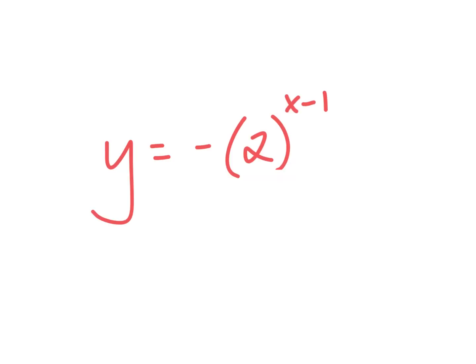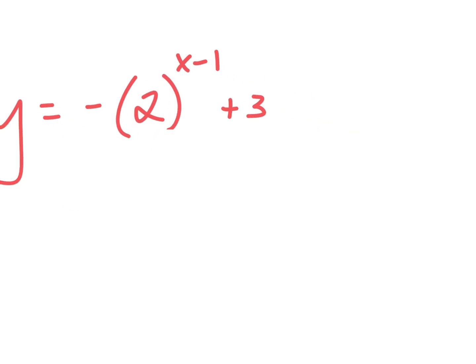Okay. So here's another type of question we can ask you. Negative 2 to the x minus 1 plus 3. Where is the horizontal asymptote? Hint. It starts with y. Riker, y equals what? 3.